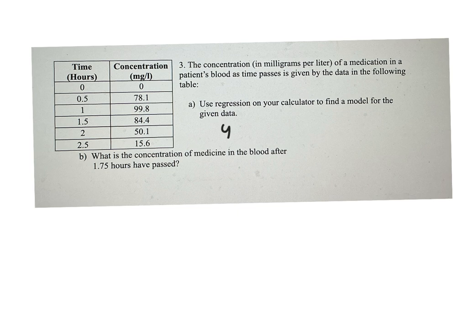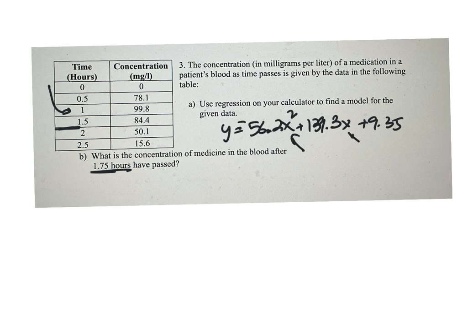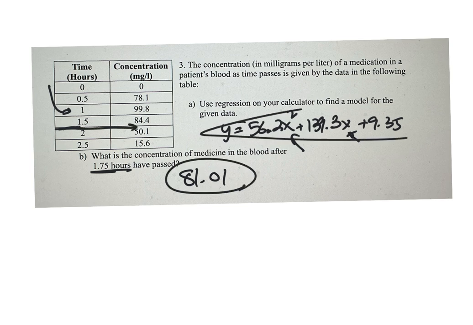It says y equals 56. Let's go one decimal place. Oops, negative 56.2 x squared plus 139.3 x plus 9.35. Then it says, in part B, what's the concentration after 1.75 hours? The hours are by x. So it's going to fall right in here. So I'm going to put 1.75 into that x and that x on my calculator and see what I get. And I'm getting 81.01, which falls in right there pretty good with that. So makes sense. Quad reg on the calculator.